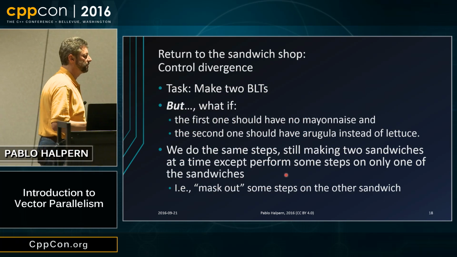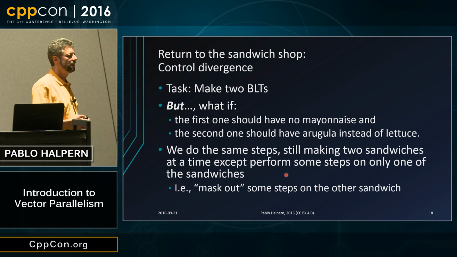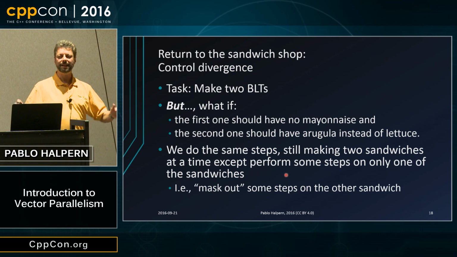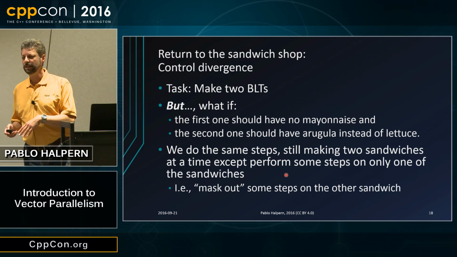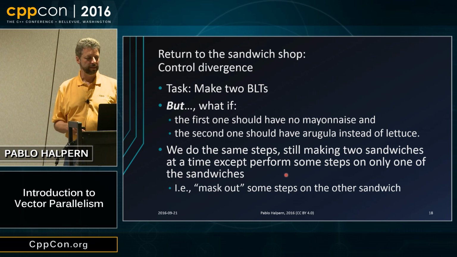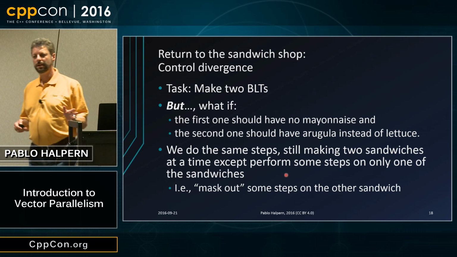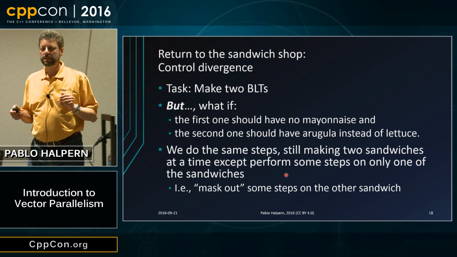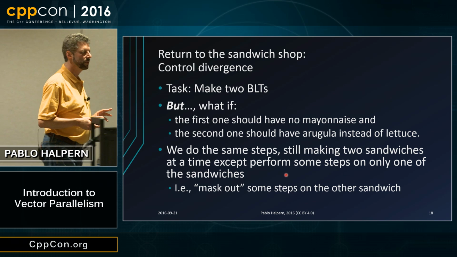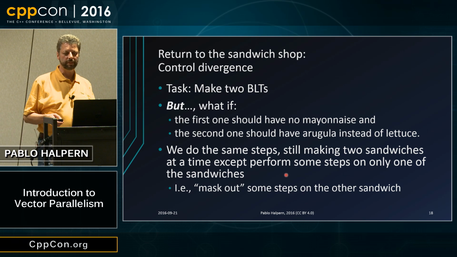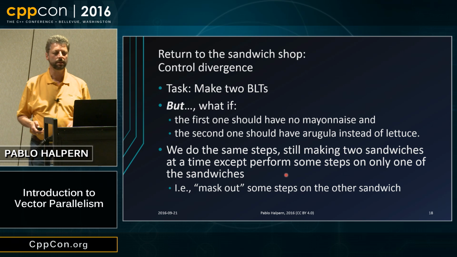Okay, but now we have some control flow divergence. We're making 2 sandwiches, but they're not exactly identical. One of them doesn't want mayonnaise. The other one wants arugula instead of lettuce. So now we have a choice. Do we still make both at the same time? And the answer is, yeah, I think that's the best way to do it. But we have to make a little changes in our procedure.